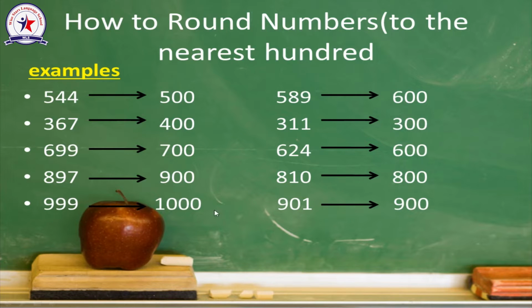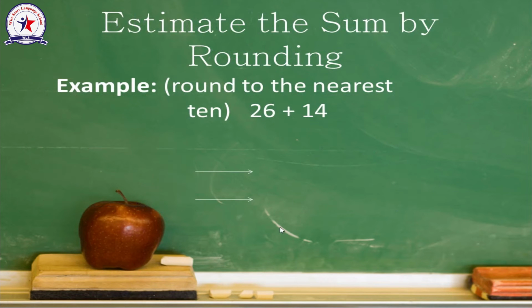999. At first put 2 zeros here. Then look at the tens. Here tens is 9. 9 is greater than 5. Then add 1 to 9. 9 is going to be 10. We will write 10. Then 999 rounded to 1000. 901. At first put 2 zeros. Look at the tens. Here we have 0. Sure it's less than 5. Then keep 9 as it is. 900.